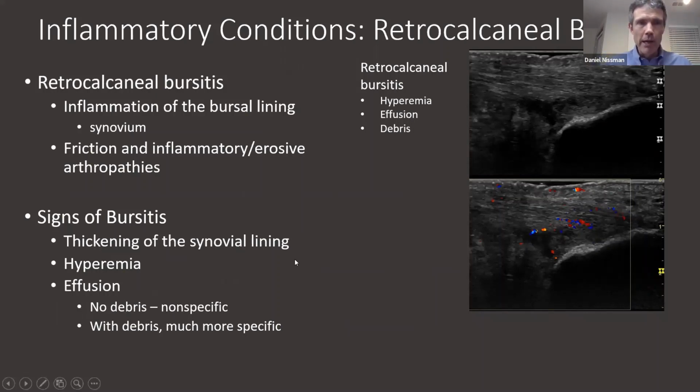So along the same lines, retrocalcaneal bursitis, same idea: thickening of the lining, hyperemia, and effusion with debris. Here is the same idea. There's fluid in the retrocalcaneal bursa, there's hyperemia, and then there's either wall thickening and or synovial hypertrophy and debris.